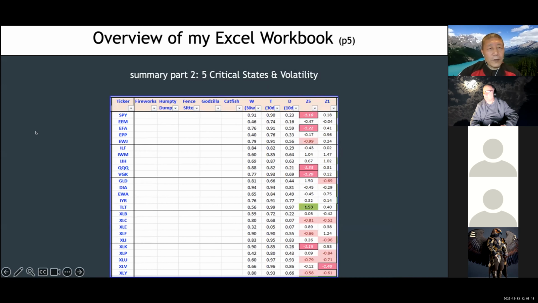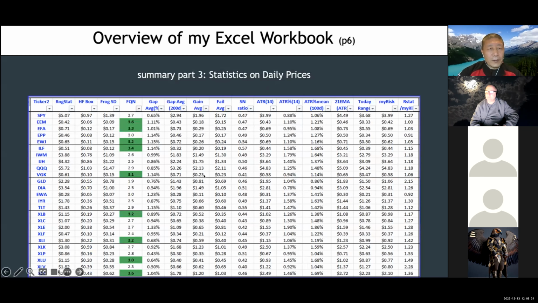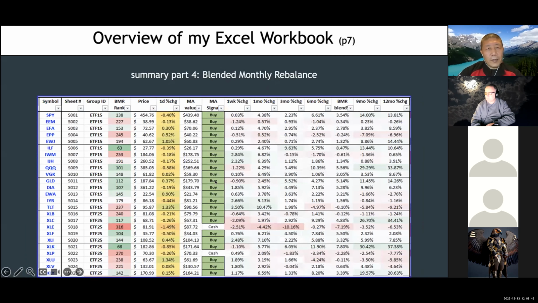This is part two of the summary part. It includes the 5 critical states and the Z1 and Z5 volatility there. This is part 3. This is the statistics on the daily prices. This is what you see from Ken's daily report for about 350 symbols. This is part 4. It is basically Ken's blended monthly rebalance. All metrics there.